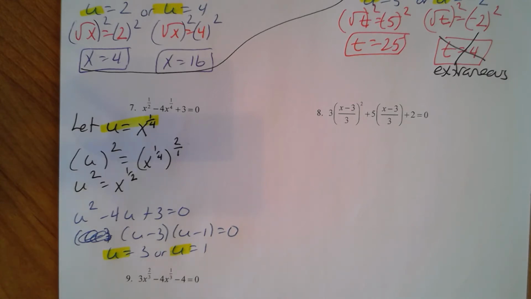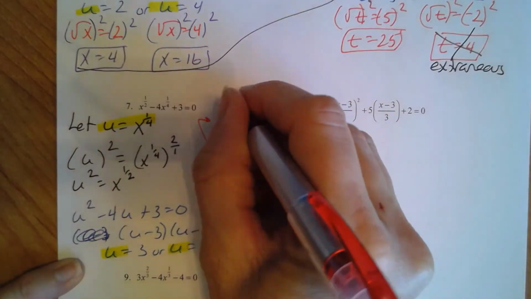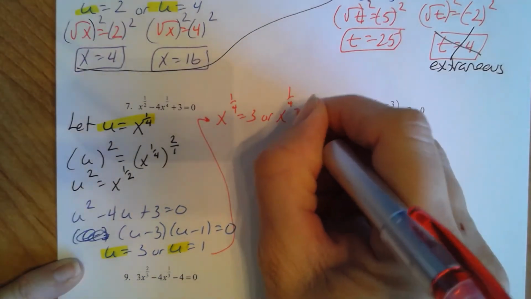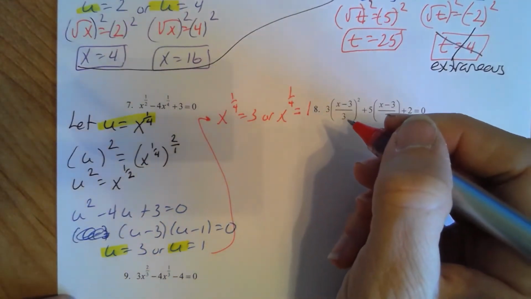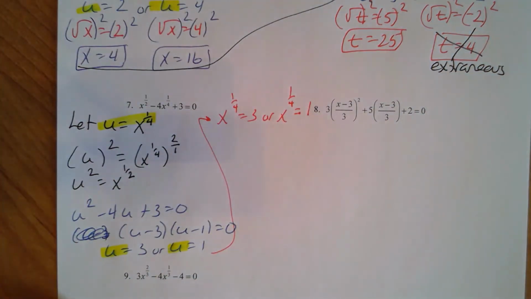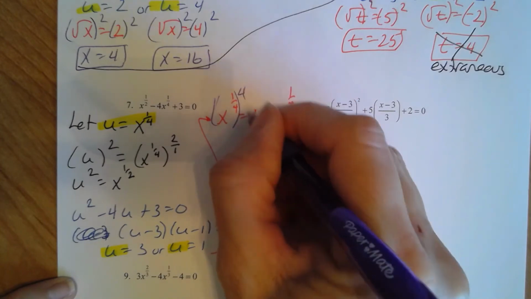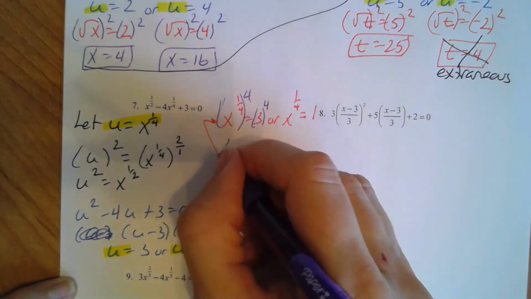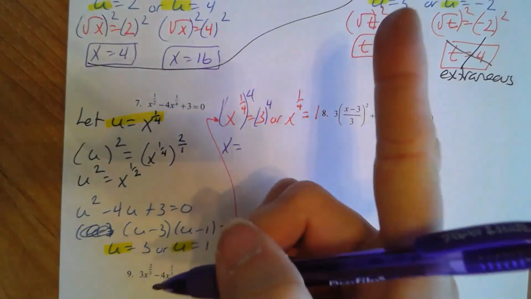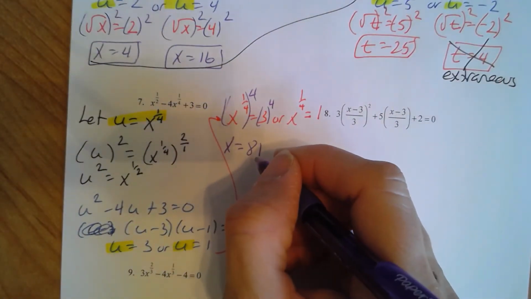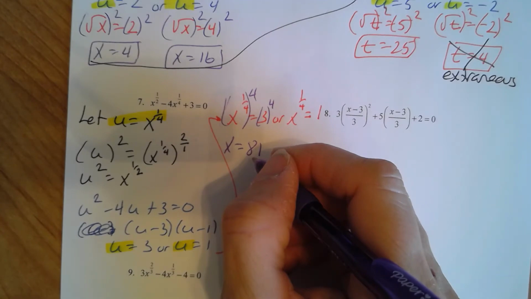Resubstitute for what u was. So u was x to the 1/4. So we'll come up here and we'll say x to the 1/4 equals 3, or x to the 1/4 would equal 1. So how do we get rid of raising something to a 1/4 power? Well, that means you raise it to the 4th power, right? So that's going to be x equaling 3 times 3 is 9, times 3 is 27, times 3 is 81. So we get x equaling 81.